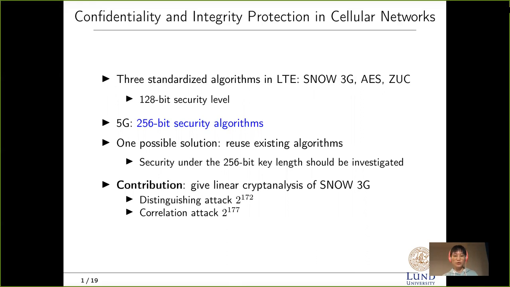We have given linear cryptanalysis of SLOW-3G. Specifically, we have given a distinguishing attack with complexity 2^172 and a correlation attack with complexity 2^177. And these attacks indicate that SLOW-3G cannot achieve the full 256-bit security.